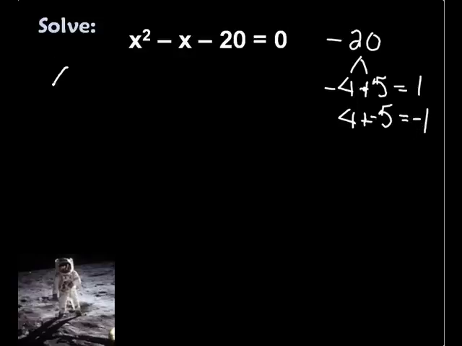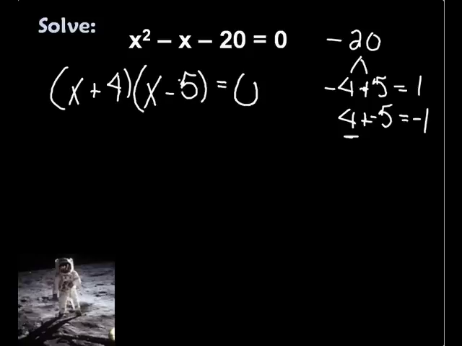So this simply factors into x plus 4. Okay, and I get my 4 from right here. Into x minus 5. And those equal 0. To finish it off, to solve for it, I make each part equal to 0. So I say x plus 4 equals 0. And x minus 5 equals 0.